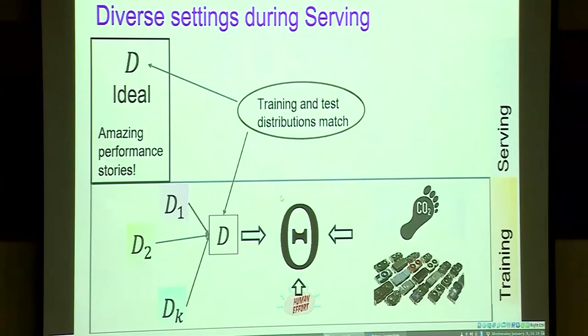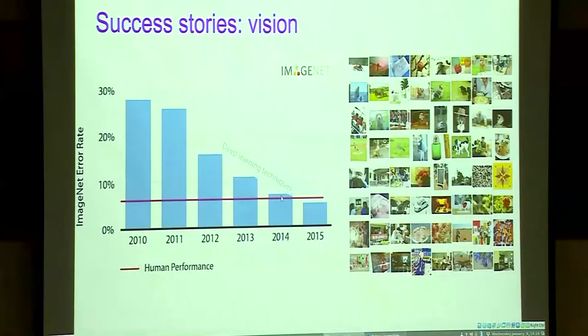So first, let's hear some glorious stories of the case when you are in the ideal scenario where the training and test distributions match. Some of you might have seen these nice graphs. There is a well-known data set, the ImageNet data set, where you have a large number of images and you have to identify objects in those images. This is a data set on which competitions are held every year.